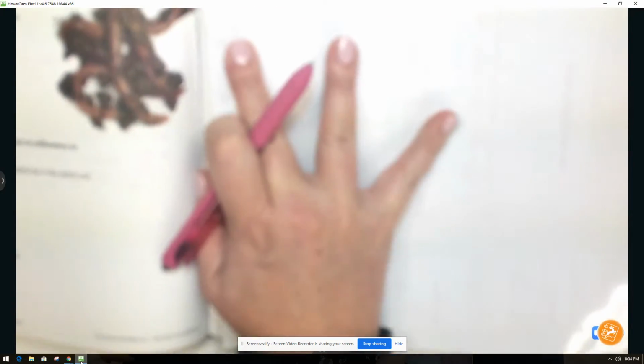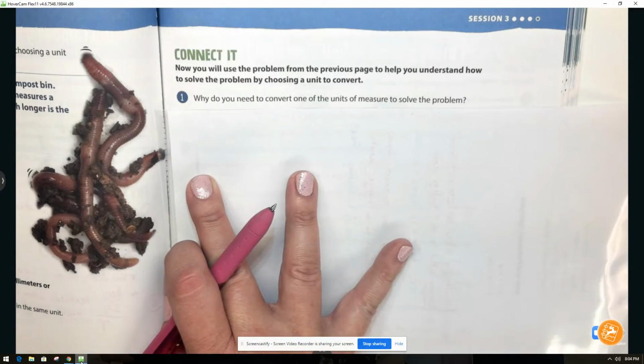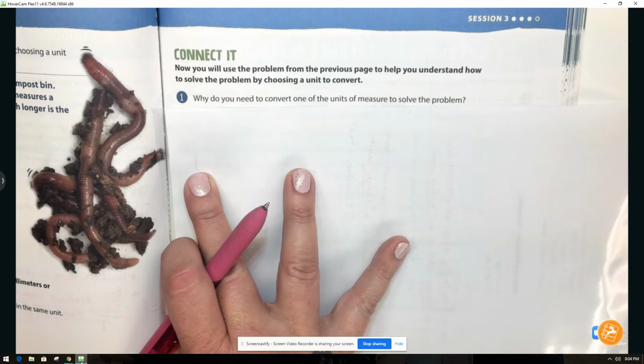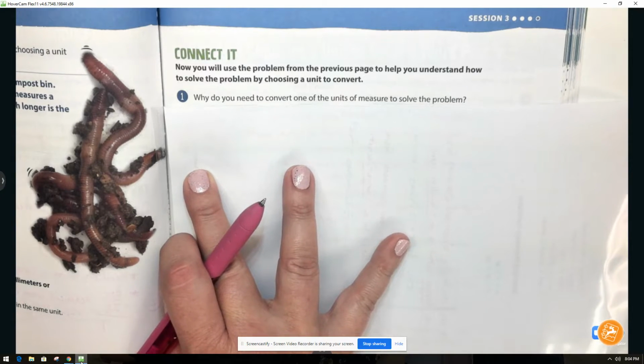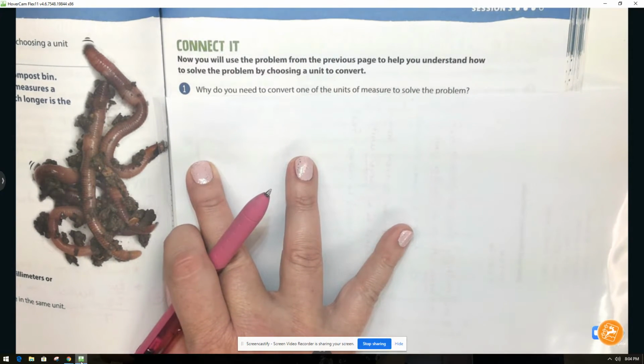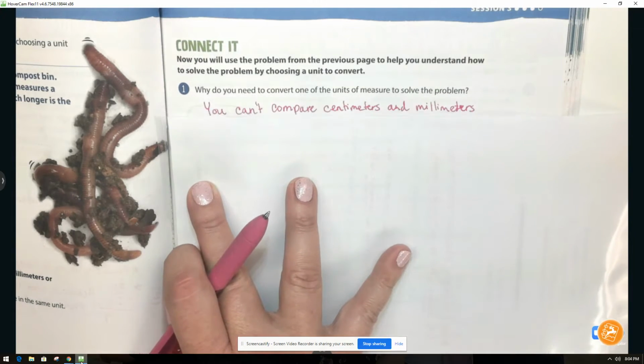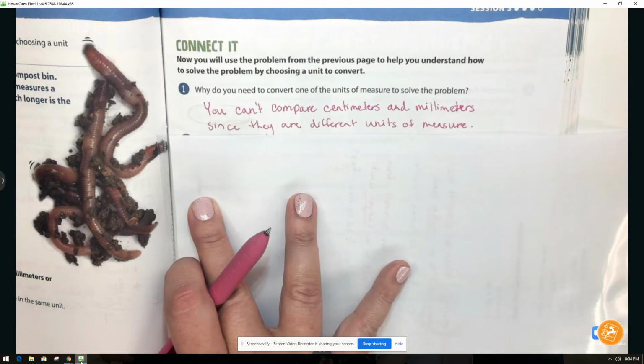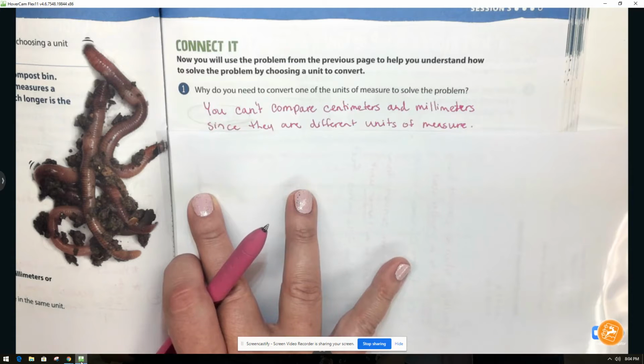All right, so on this page, it says, why do you need to convert one of the units of measure to solve the problem? Like, why do we even need to go to all that work? Why can't we just compare the two values? Well, we can't compare centimeters and millimeters because they are different units of measure. So if you're trying to compare two lengths, you really do have to have the same unit in order to figure out which one is longer. So you do have to make them into comparable units. So they have to be the same.